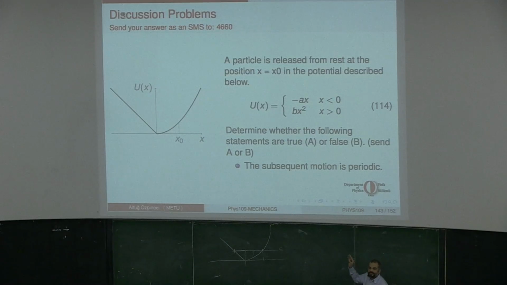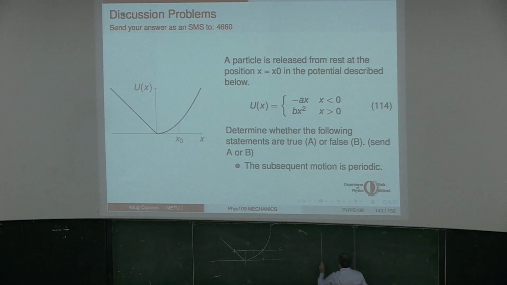Now, if you have a potential energy and you have two turning points, the motion is always periodic because of the same reason. If you leave it at this point, it will go to the second turning point, then turn around, come back here, and start the same thing over again.